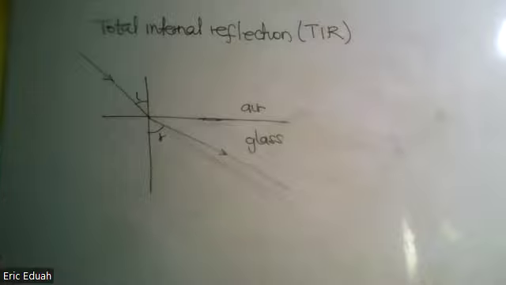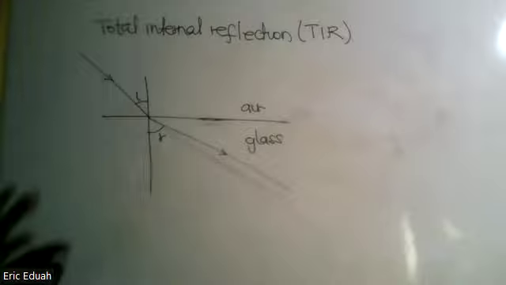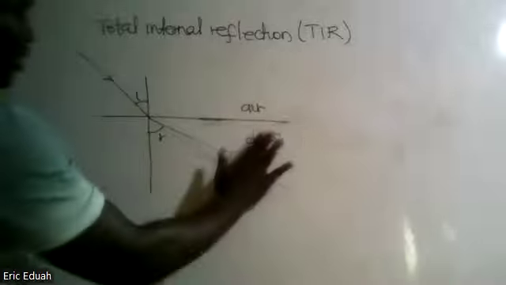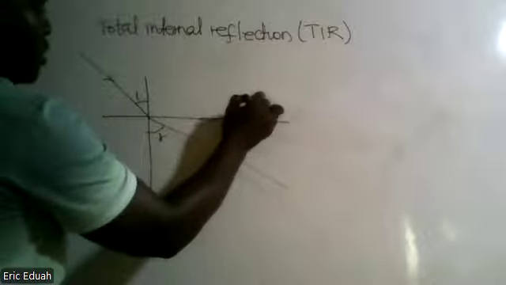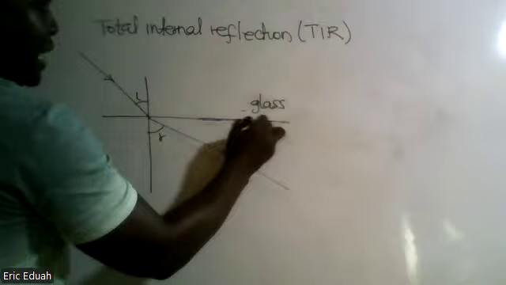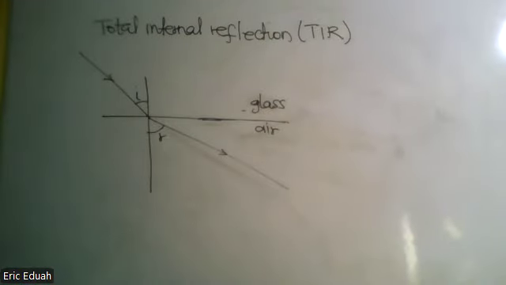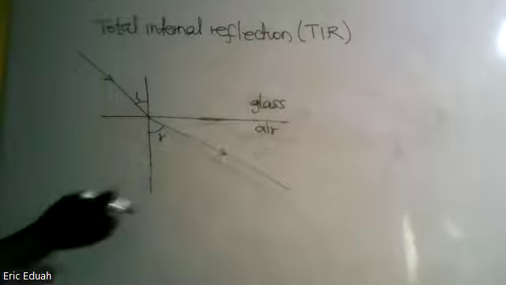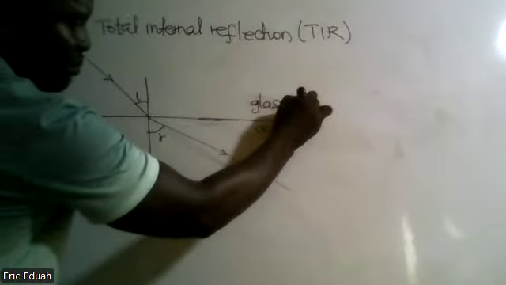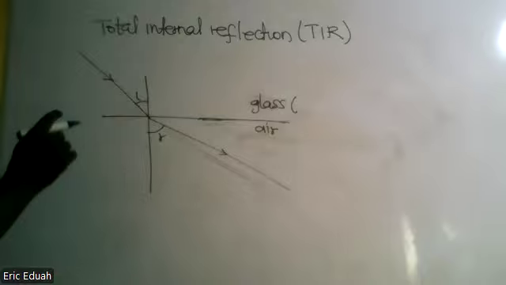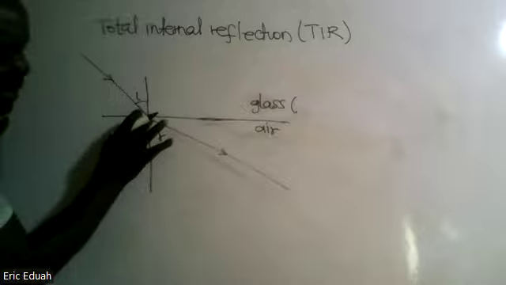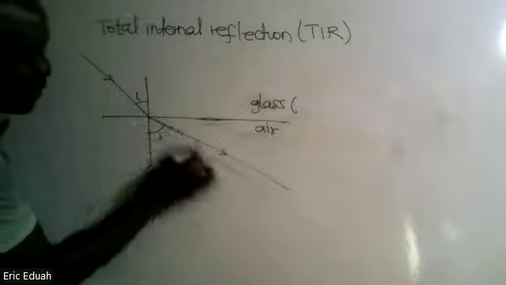Sir, you said when light moves from less dense to more dense, the light will deviate away from the normal. Thank you for the observation. It should be from a denser medium to a less dense medium, so glass to air. When light travels from a more dense medium to a less dense medium, from glass to air, the refracted ray is bent away from the normal.